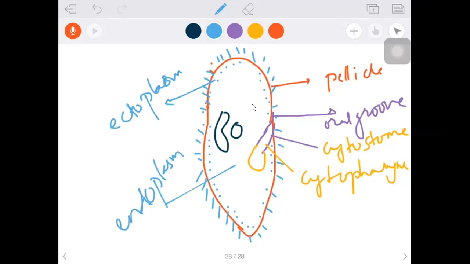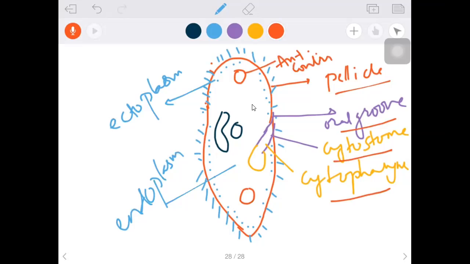Then what next do we need to see? The contractile vacuole. We have two contractile vacuoles, one on the anterior side and one on the posterior side. Anterior contractile vacuole and posterior contractile vacuole. These are actually enough to learn the binary fission of paramecium. These things are enough for us. Keep these in mind: the body is covered by pellicle, there is an oral groove which opens into the cytostome, then the cytopharynx. Then there are two contractile vacuoles, the anterior and the posterior.